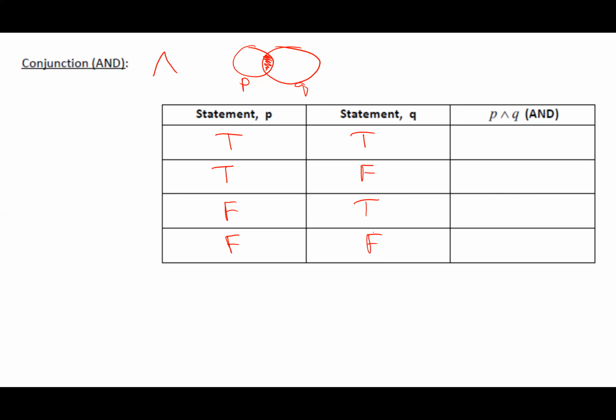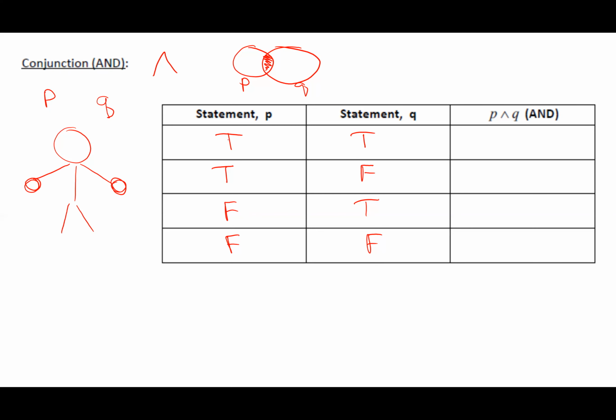So let's think about an AND statement. If I say P and Q, and both of these things are true, think of it like, so I've got $5 and I've got, I tell you, I have $5 in my left hand and $5 in my right hand.